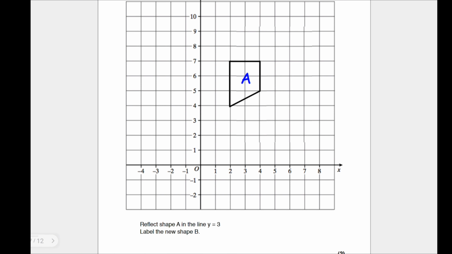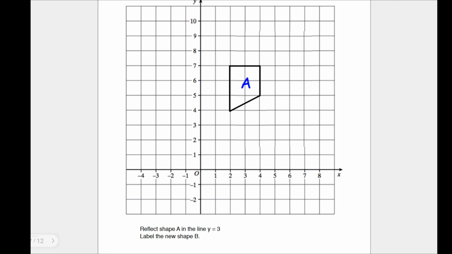Reflect the shape A in the line y equals 3. So pause this video for a moment and attempt this by yourself. Alright, so now let's try to solve it. The line y equals 3 is going to look like this. This will be the line y equals 3.